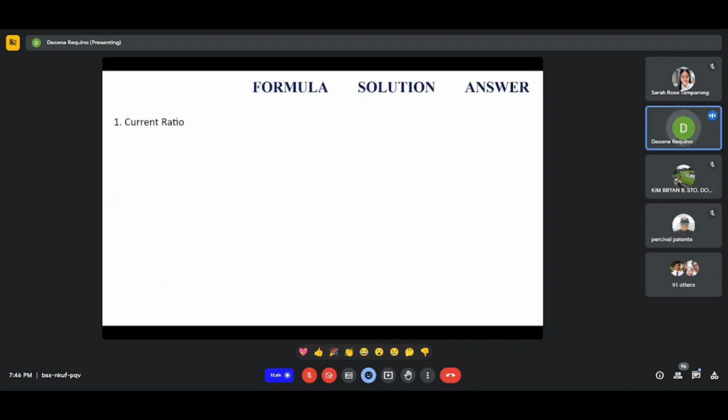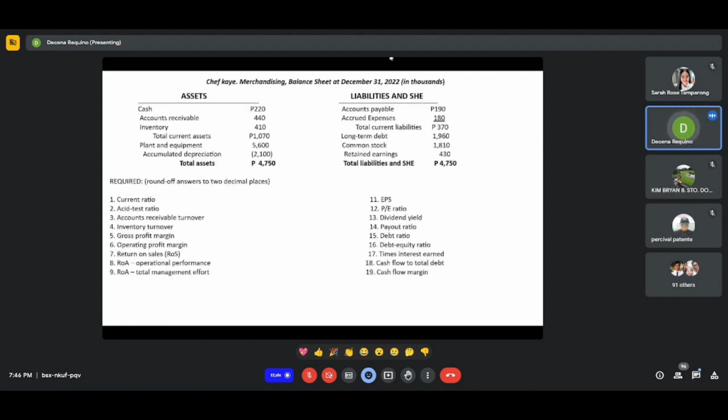For example, ang tanong, current ratio. Diba dun sa formula, current assets over current liabilities. So dito, mayroon tayong given na balance sheet. So para makuha natin yung current asset, dito ka titingin sa balance sheet. So ang total current asset, ito. Yung cash mo, yung accounts receivable mo na 440, yung inventory na 410, at saka yung cash na 220. So ang total current asset, 1,070.